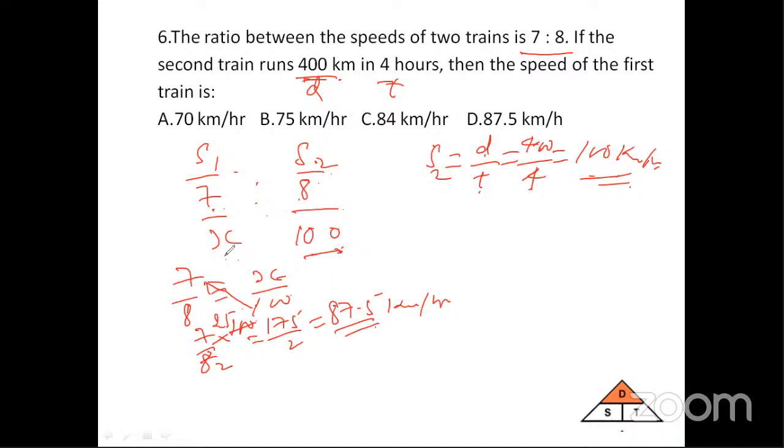Okay. So the first train we have to calculate now. We will take it as X. We can take it as, for example, in the ratio, if you remember, we did like this. 7:8 is equal to X:100. You can use this method, or you can straight away use 7 by X is equal to 8 by 100. On solving this, X we get as 87.5 kilometer per hour, which is option D. Okay, I hope this is clear.